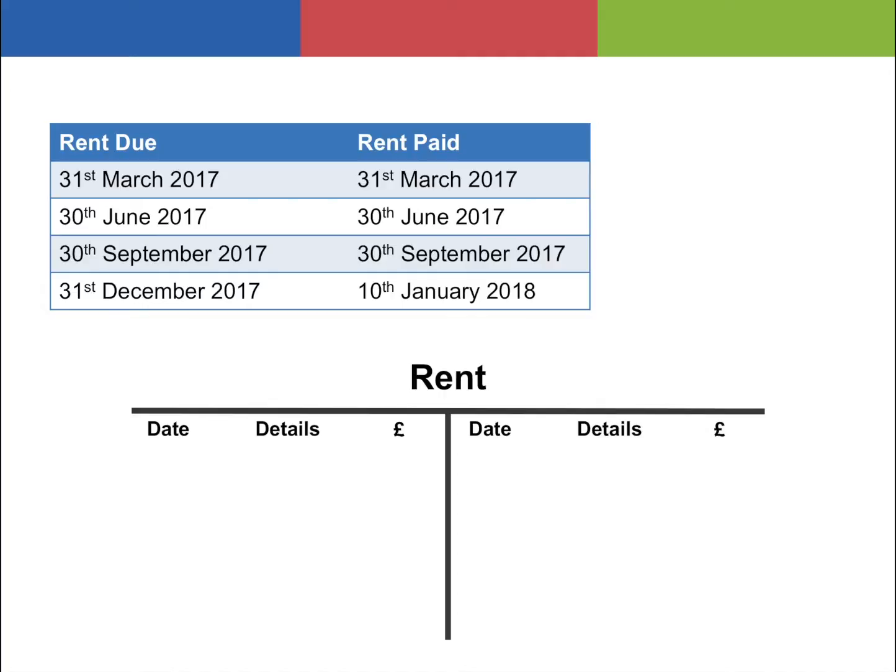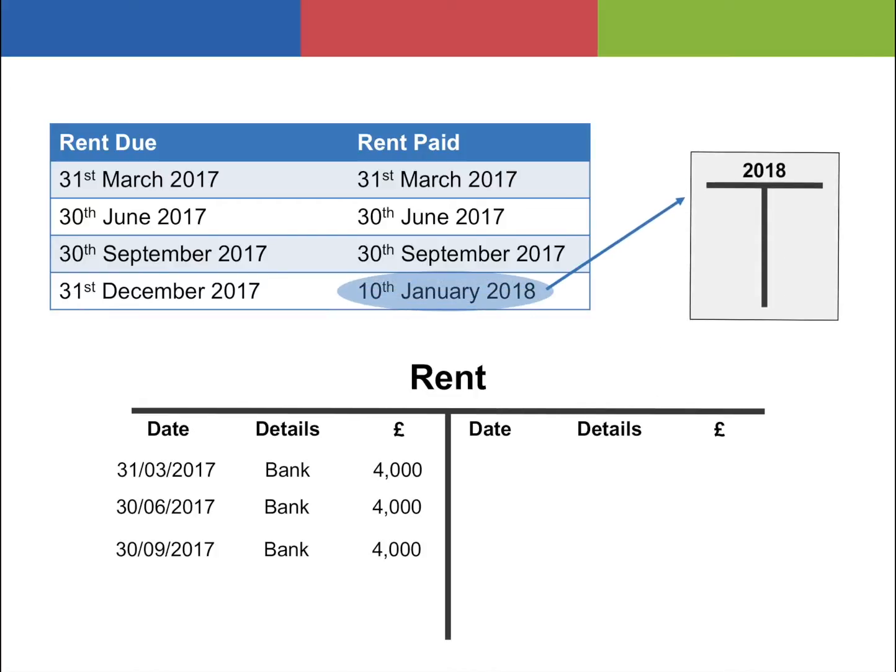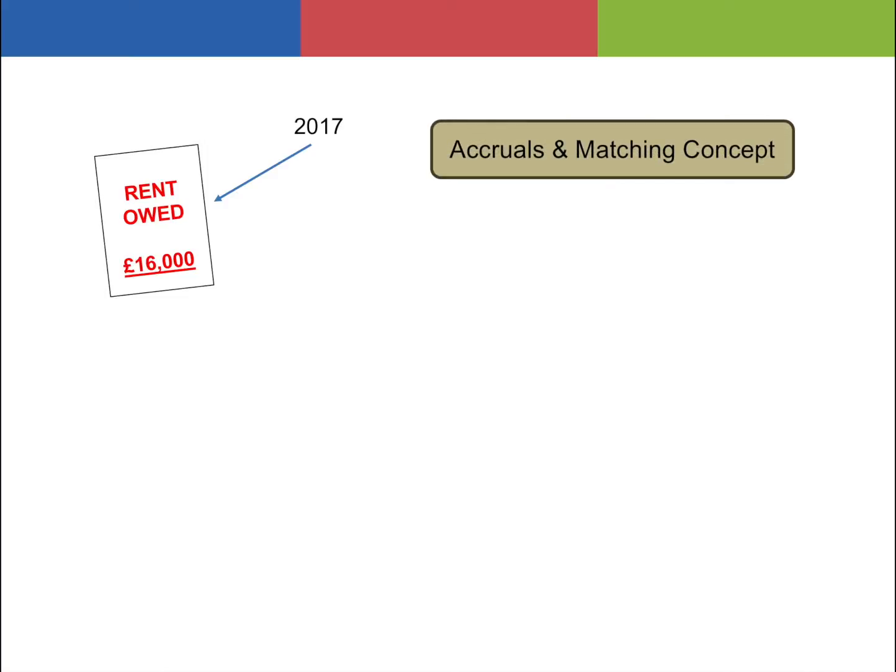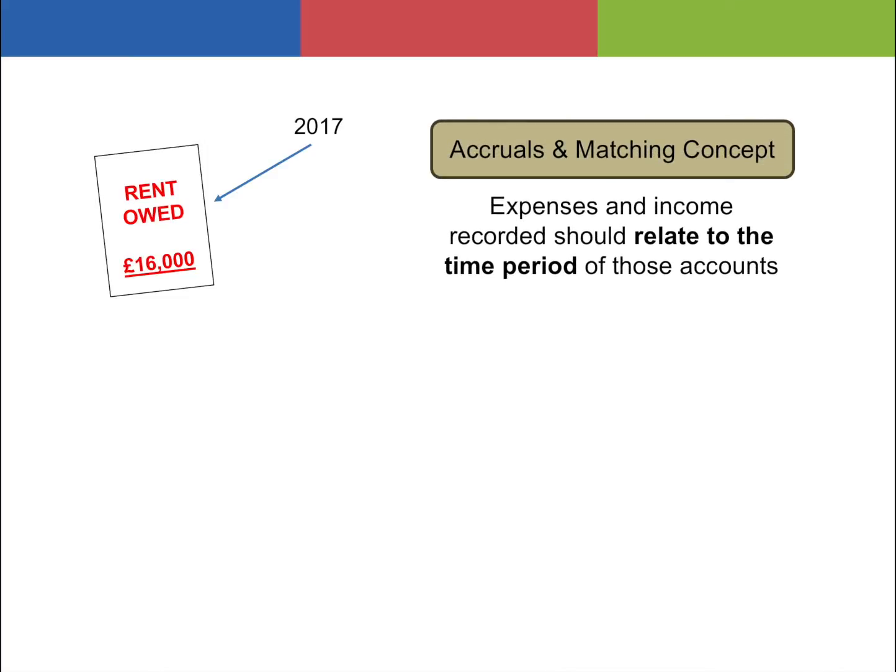Let's add information for the first 3 quarters like so. The rent for the last quarter was paid on the 10th of January 2018 and so will appear in the accounts of 2018, which is the next trading year of the business. The rent expense for 2017 is £16,000 for the year of rent. And since the accruals and matching concept states that the expenses and income recorded in the accounts should relate to the time period of those accounts.